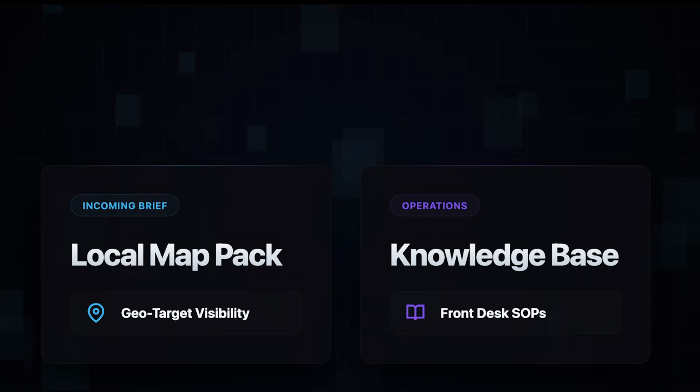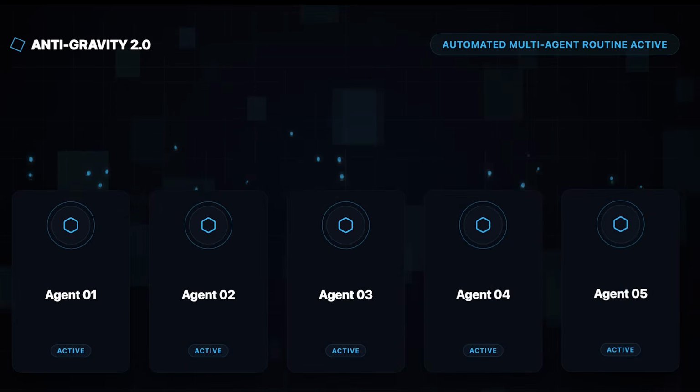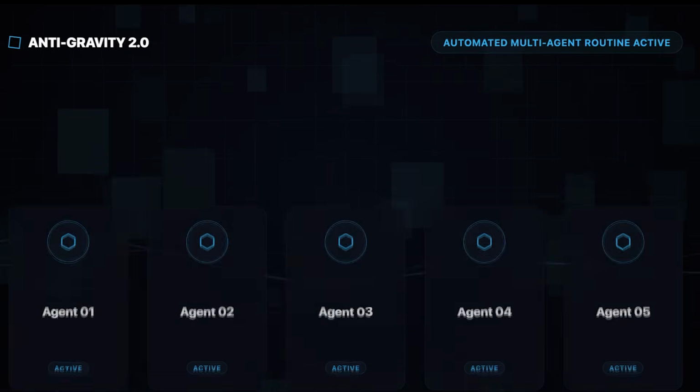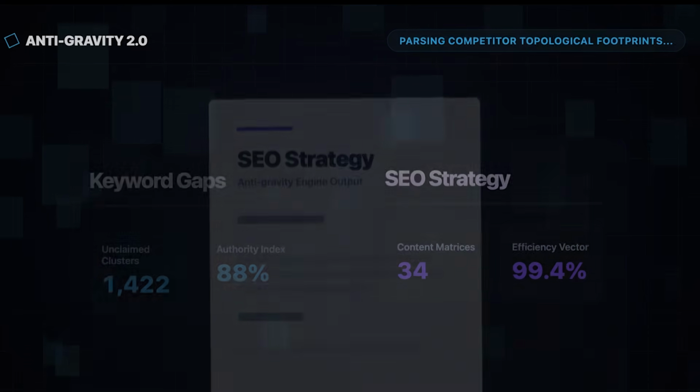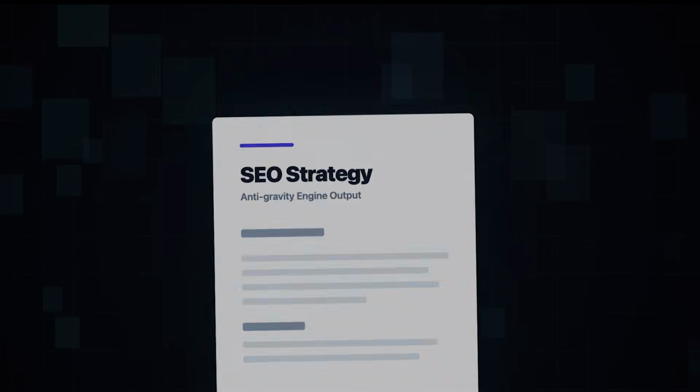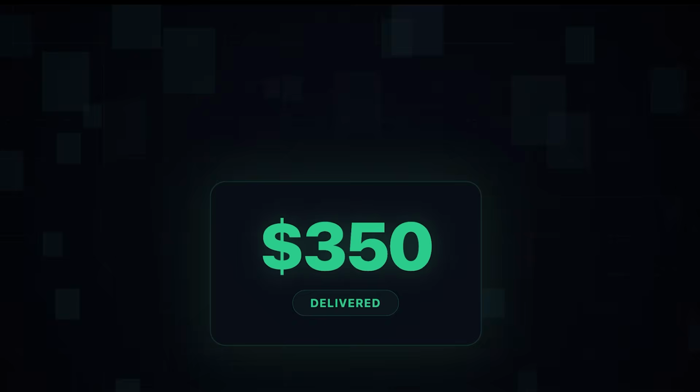Picture a freelancer, solo, no team, no existing clients, who lands a local dental office as a first engagement. The client wants to rank in the local map pack and needs a knowledge base for front desk staff. The freelancer opens Anti-gravity 2.0 and forks 5 agents across the local competitor landscape. A complete SEO content strategy brief is drafted by end of day. They deliver it as a structured PDF. $350.